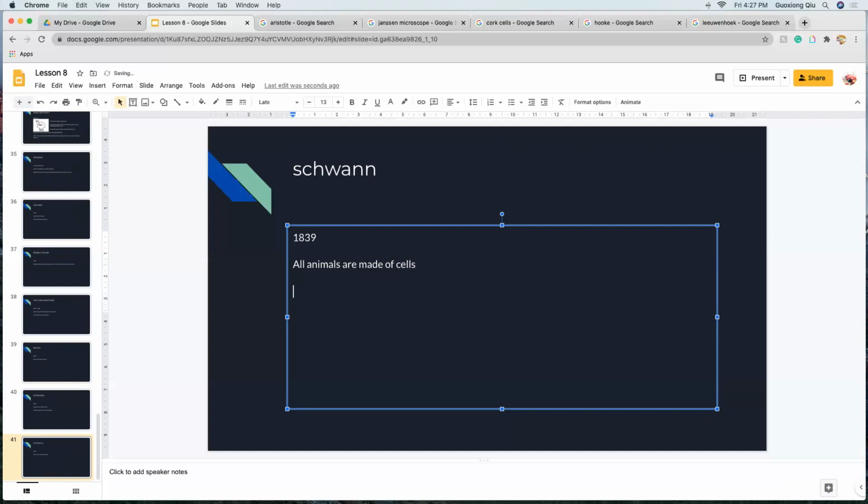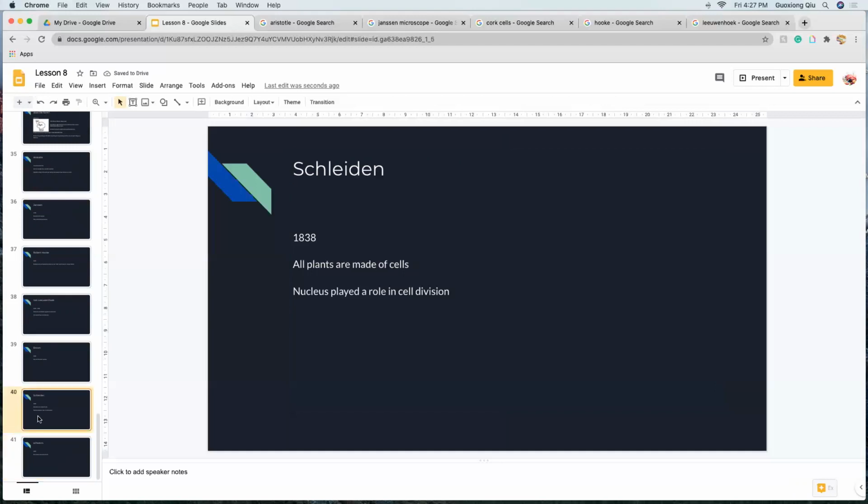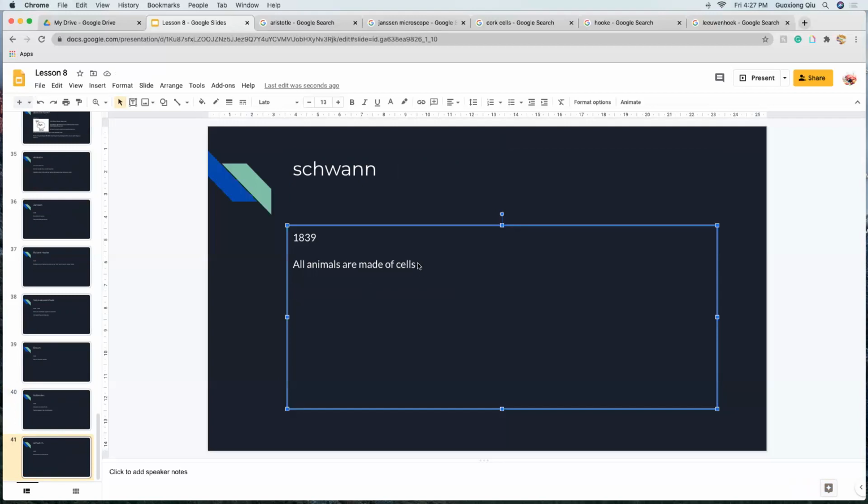So Schwann and Schleiden worked together to propose, if you remember, one of the laws of cell theory, one of the parts of cell theory, that all living organisms are made of cells.